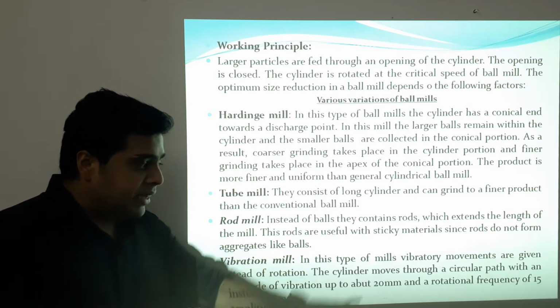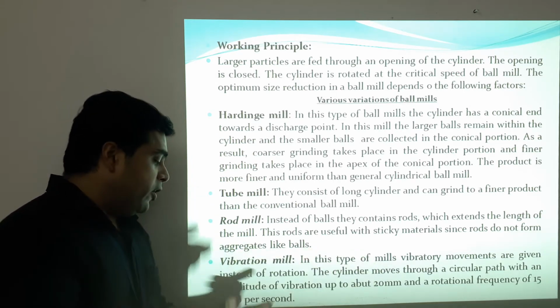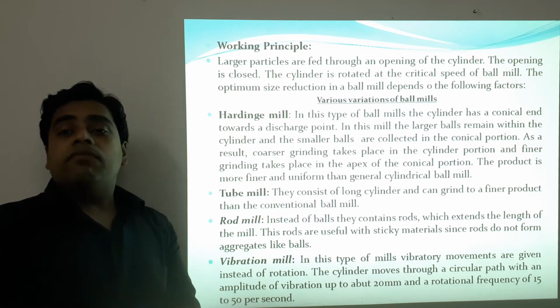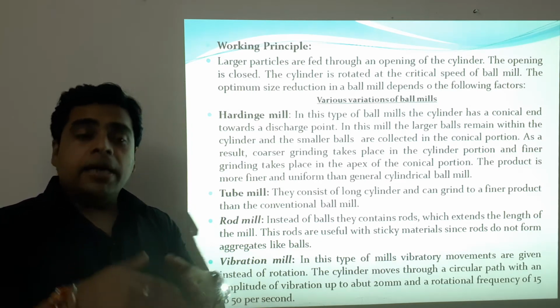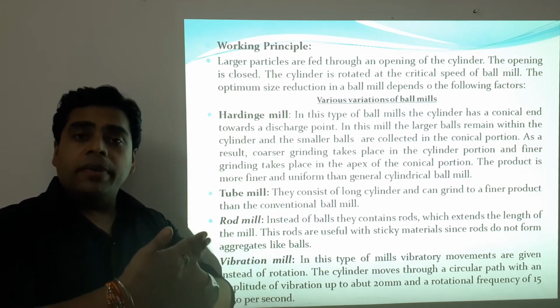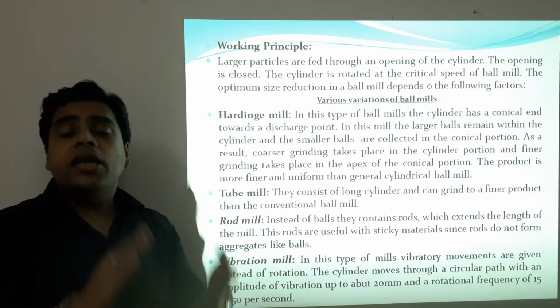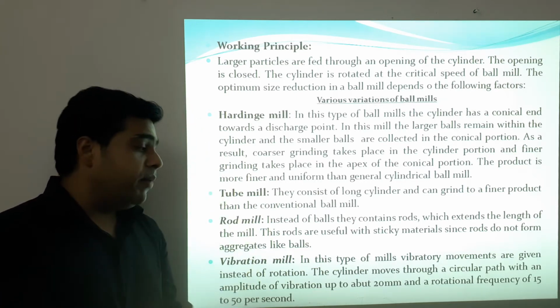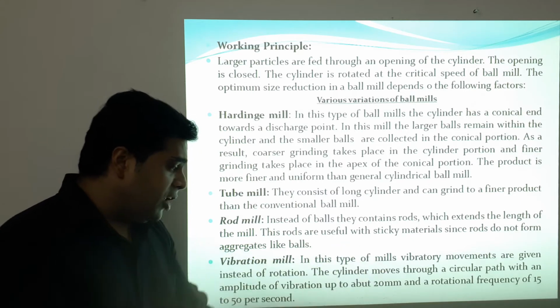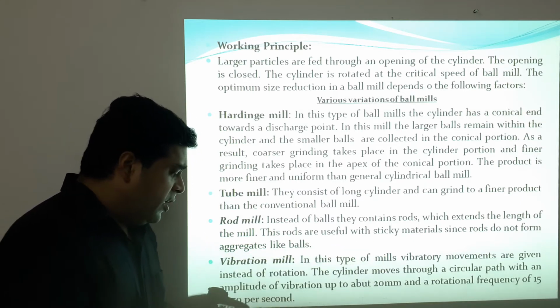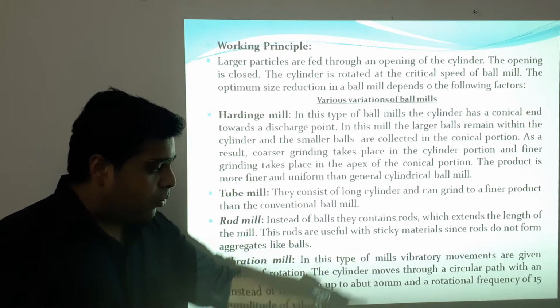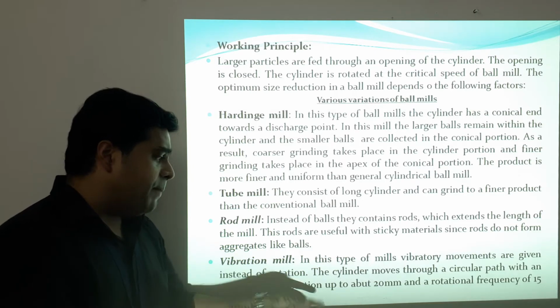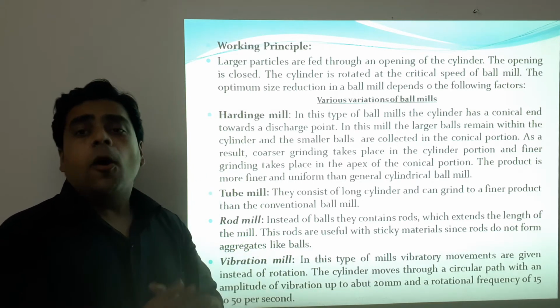The vibration mill: in this type of mill, vibratory movements are given instead of rotation. There are balls, but unlike the conventional ball mill, this mill does not entirely rotate. Instead, some vibratory movement is given, with a frequency of about 15 to 50 cycles per second and about 20 mm of vibration amplitude.